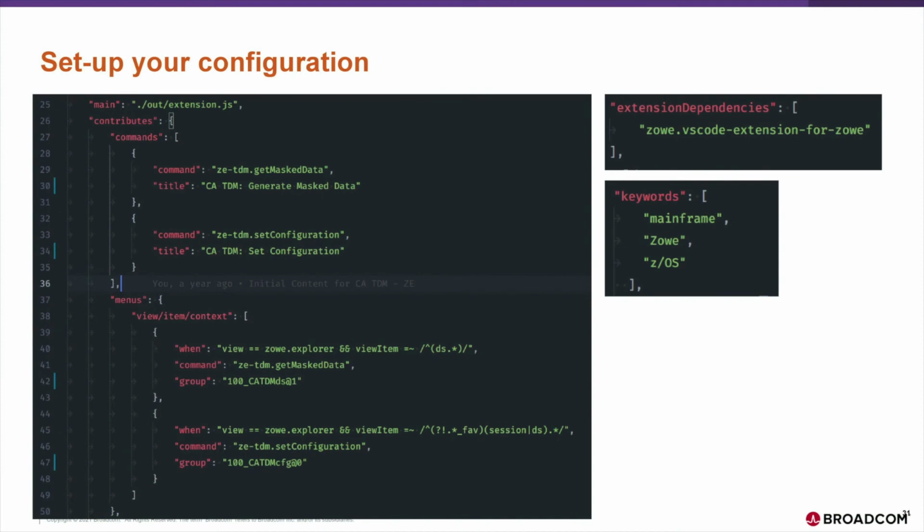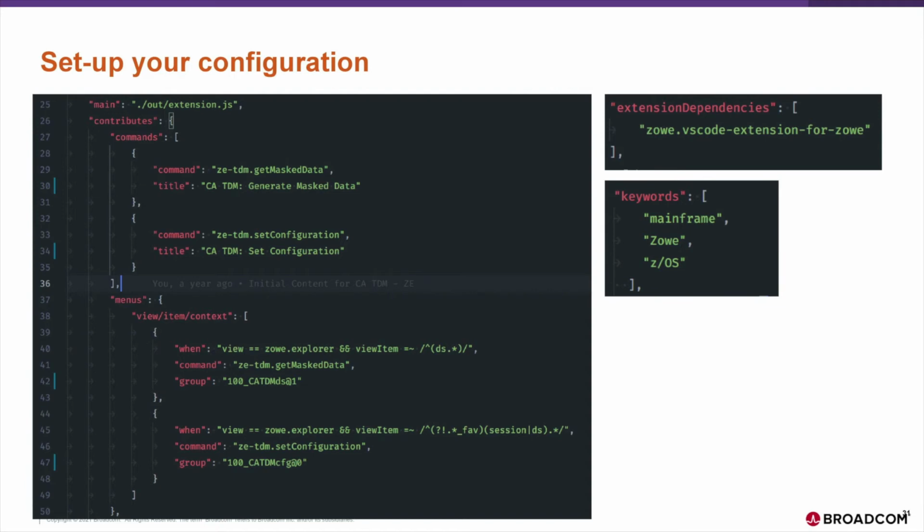The first important thing that we should do when we want to inject a new menu inside Zowe Explorer is to set up your configuration. So I'm going to open my package.json, and in this package.json, I'm going to look for the word contributes. The contributes object actually contains the commands inside your VS Code. And if you look here, under commands, I have two commands: Generate Mass Data and Set Configuration.